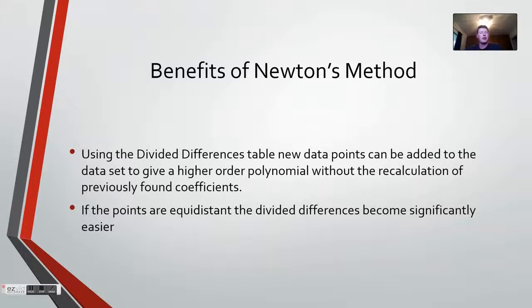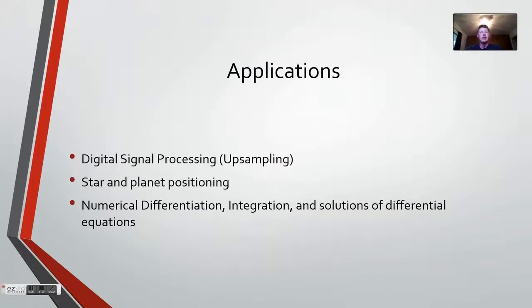A couple of applications of using this would be digital signal processing, where we want to do upsampling. This will help reduce noise reverberation due to the amplification, going to a higher sampling rate. Star and planet positioning is actually one reason why this was invented. Newton was having difficulty plotting positions of stars and planets, and he used this formula to do that. We can also use this to find numerical differentiation, numerical integration, and solutions to differential equations. So this could be useful in larger problems where you need to find that.